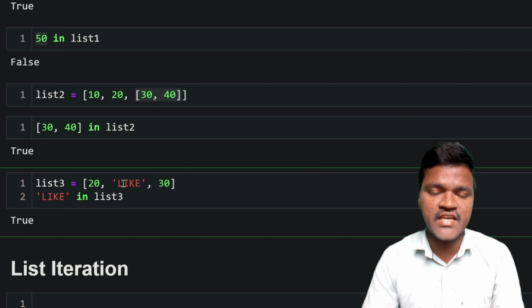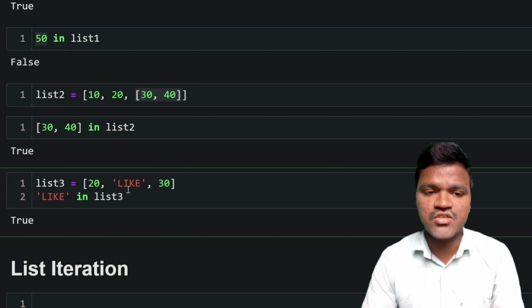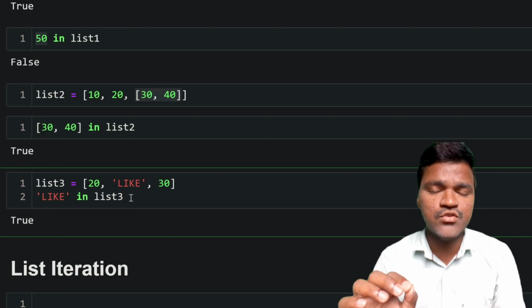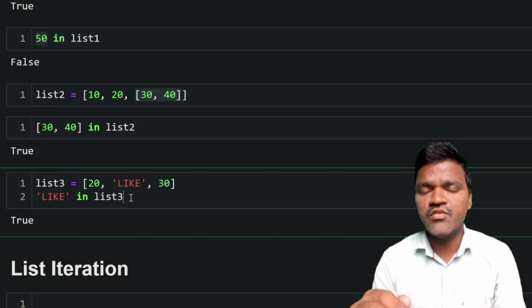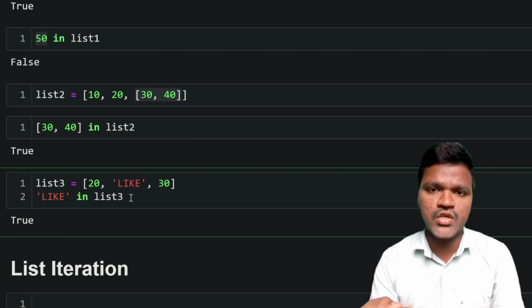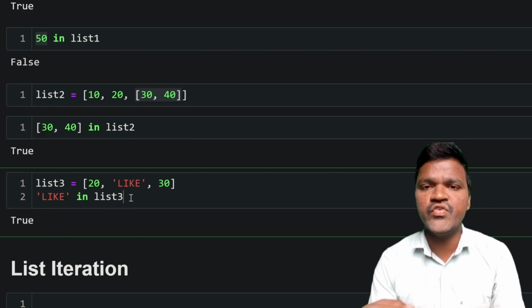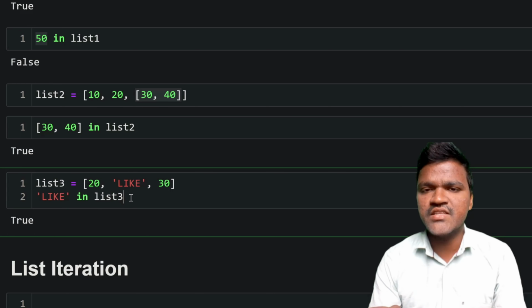Here in this case we are checking L, and we are getting false. So when you are checking in those conditions, you need to carefully observe whether you are having a single element or an iterable. If you have an iterable, you need to mention the whole iterable, then only you will be able to get the result.